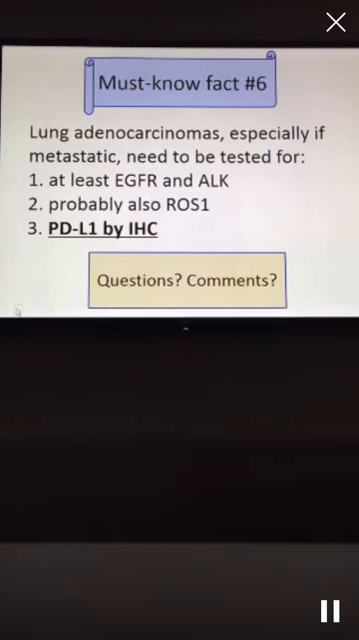And so I think the thing is you would have to know what anti-PD-L1 drugs are going to be prescribed before you would decide which antibodies you would validate in your laboratory. Yeah, that's a great point.